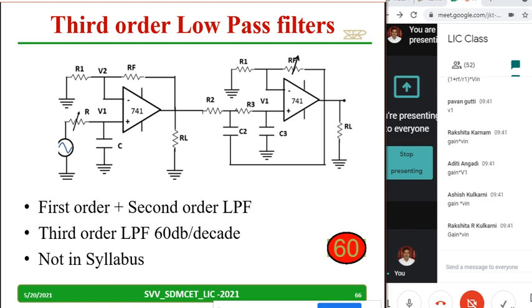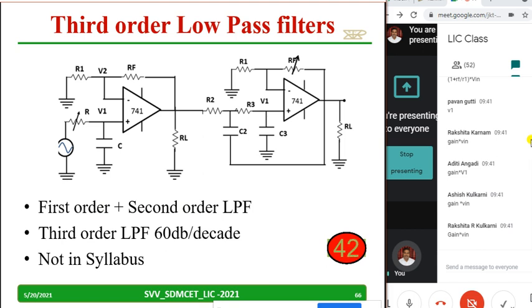Third order is not in the syllabus. But for your reference, as time is there today, you can spend 2-3 minutes on the remaining portion. First order plus cascading a second order. See, it's the first order RC, then RC second order. So by cascading first order and second order, we get a third order. It's not in the syllabus, just for your reference. Take 30 seconds. You can understand. We are cascading the first order and second order so that I can get a third order low pass filter.